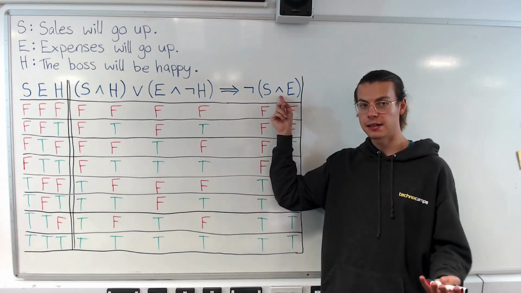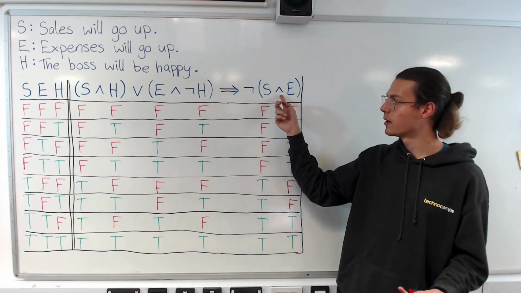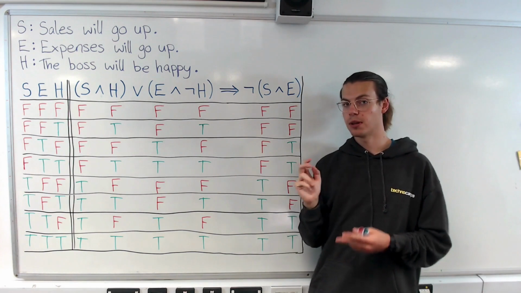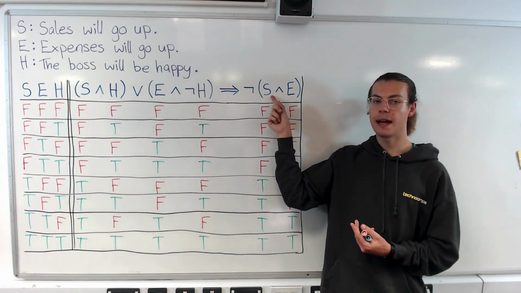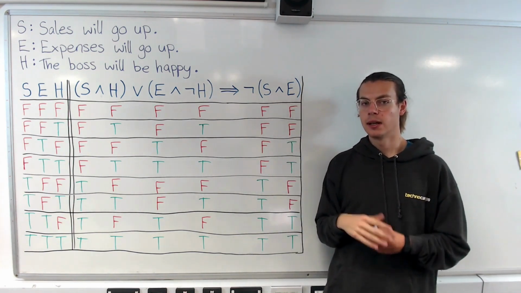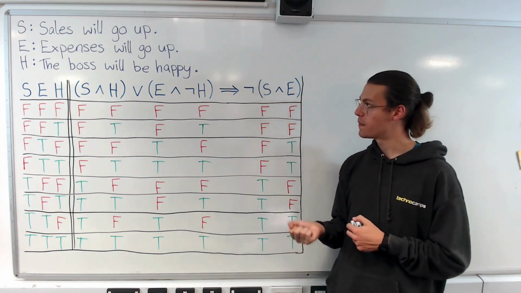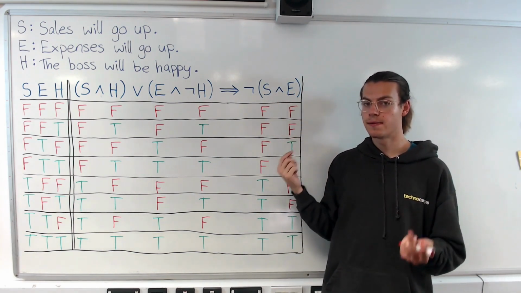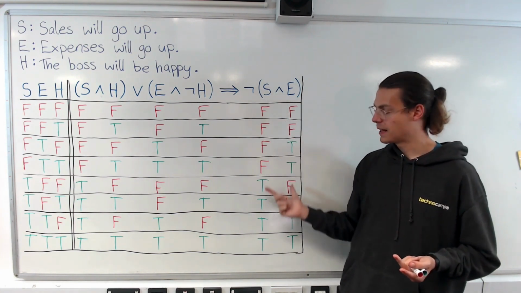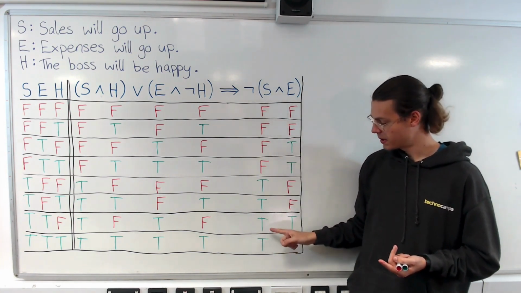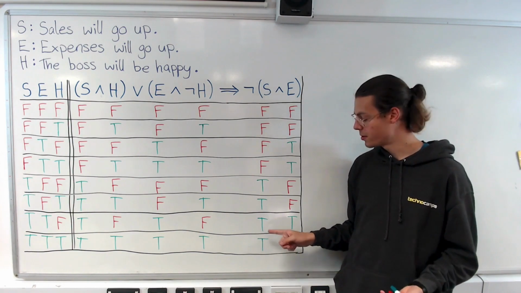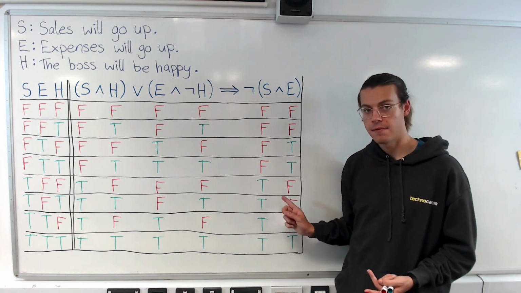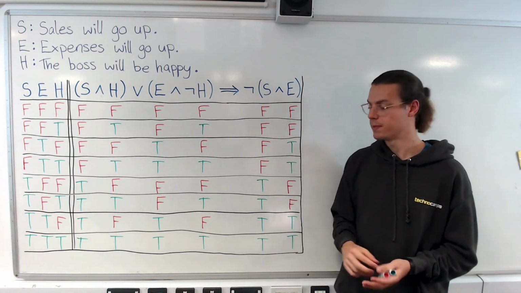Now we need to start inside the parentheses and look at this AND operator. This column will have the truth values of S and E. So this is true if S and E are both true, otherwise it's false. Looking at the values of S and E, we see that S and E is true in the last two rows, and everywhere else it's false.